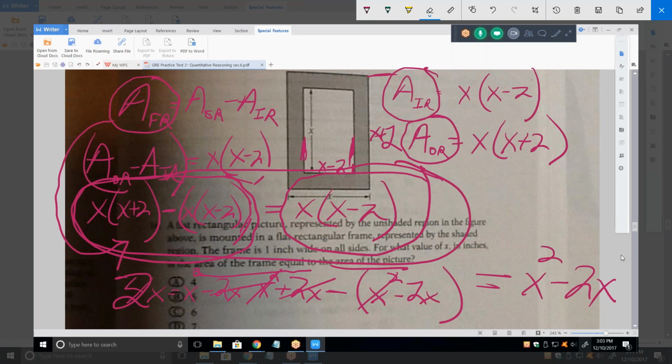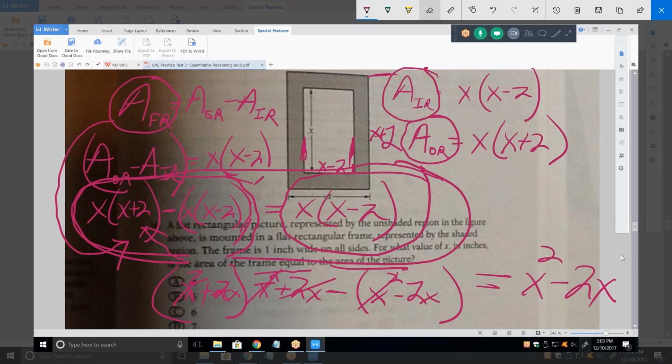Where you have x squared plus 2x minus x squared minus 2x, and then you took the parentheses away. Yeah, which gave me x squared minus 2x. That should be x squared plus 2x. You're correct. My mistake. Thank you. Minus x squared plus another 2x. That's x squared minus 2x.